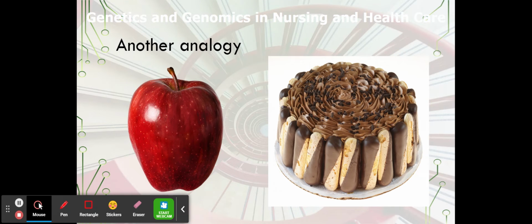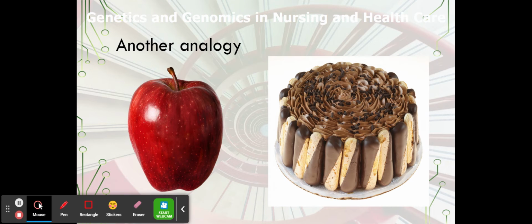Another analogy, single gene traits are like apples. If I'm hungry and I want an apple, I only have to eat an apple. It expresses itself as an apple in its current form all by itself. But if I want cake, especially if I want to make my own cake, I have to mix different ingredients together. You can't just have flour and that's cake. A cake is much more than that.